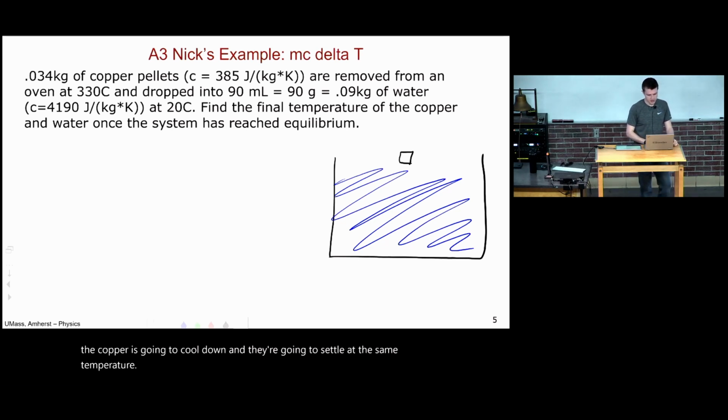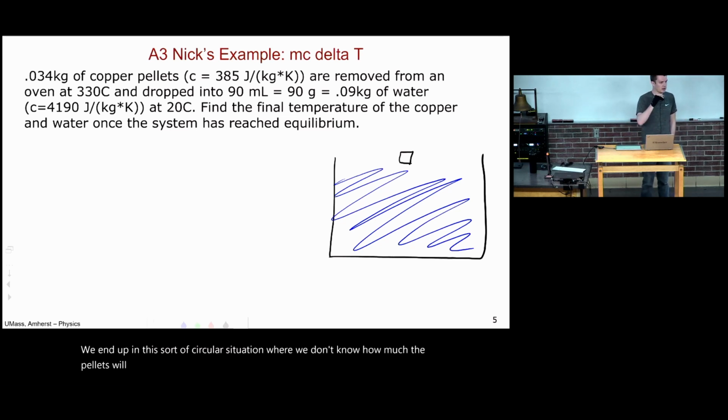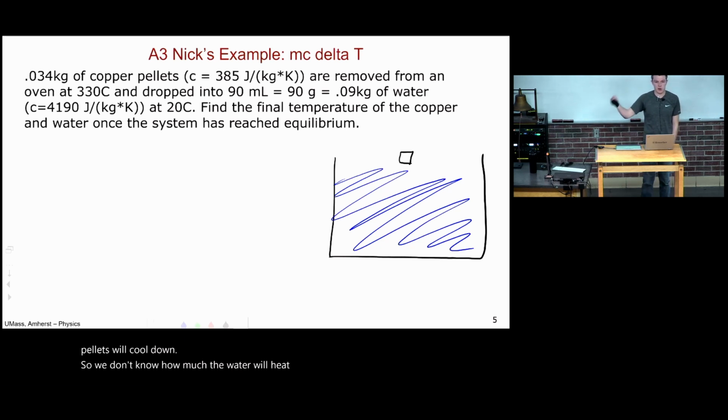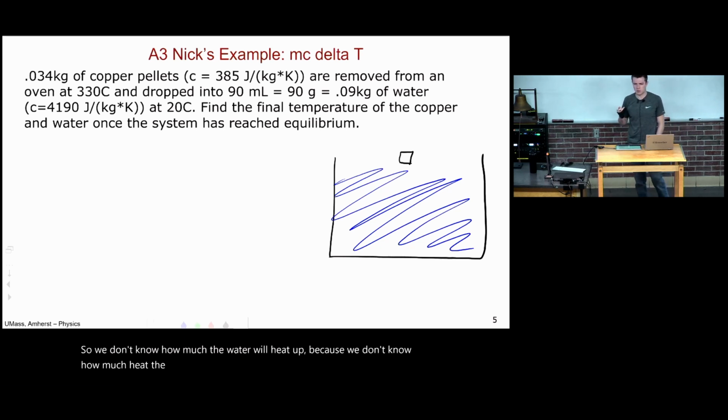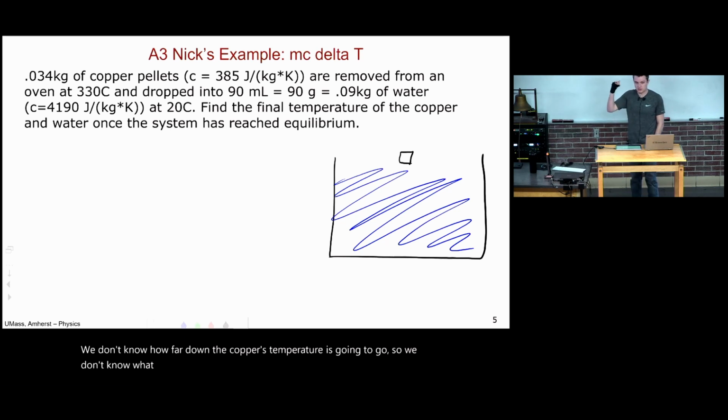Okay, so we end up in this sort of circular situation where we don't know how much the pellets will cool down, so we don't know how much the water will heat up because we don't know how much heat the copper transferred into the water. Does everyone see the problem there? Like, we don't know how far down the copper's temperature is going to go, so we don't know what temperature the water will rise to. So it seems like we're stuck.